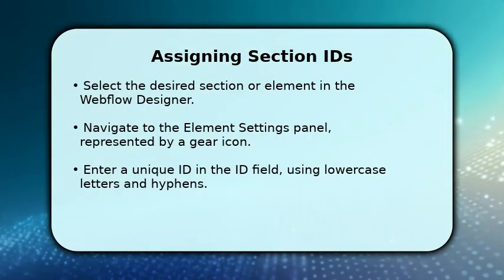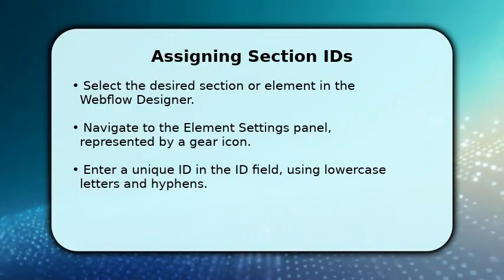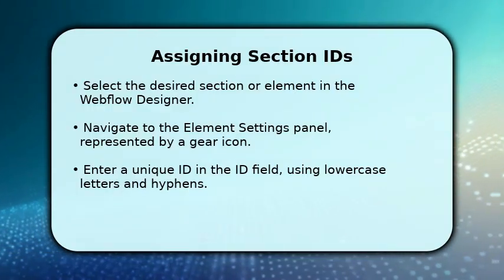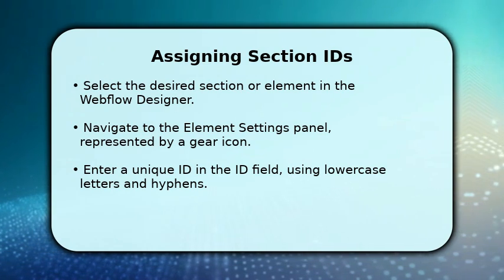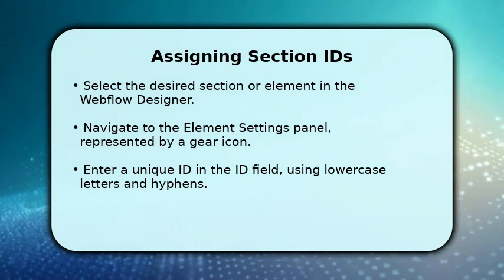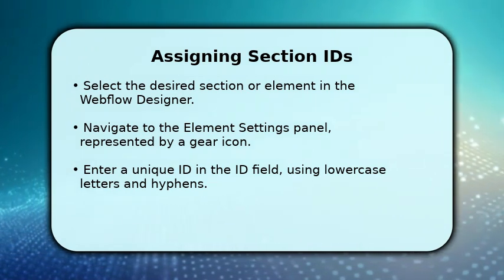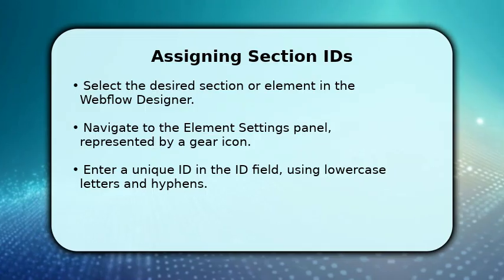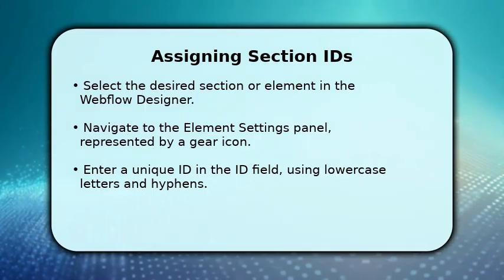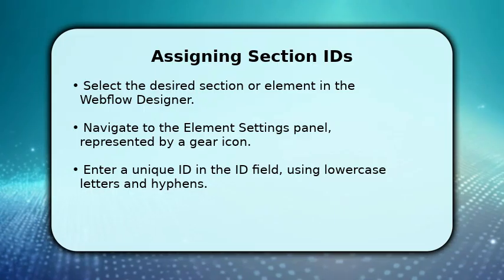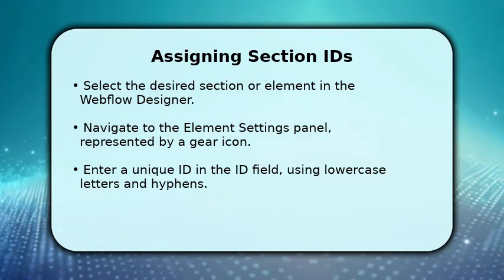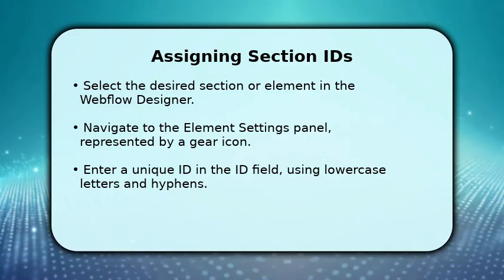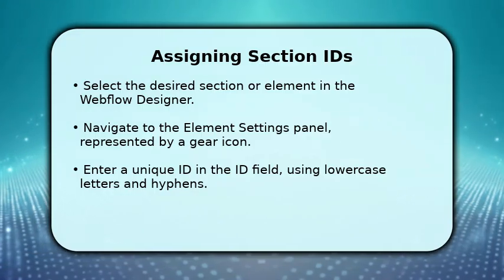First, you need to assign a unique identifier to the section you want a link to. In the Webflow Designer, simply select your target section. Then, head over to the Element Settings panel, which looks like a small gear icon. Locate the ID field and type in a descriptive, unique name, using lowercase letters and hyphens for any spaces. This ID acts as the destination for your link.